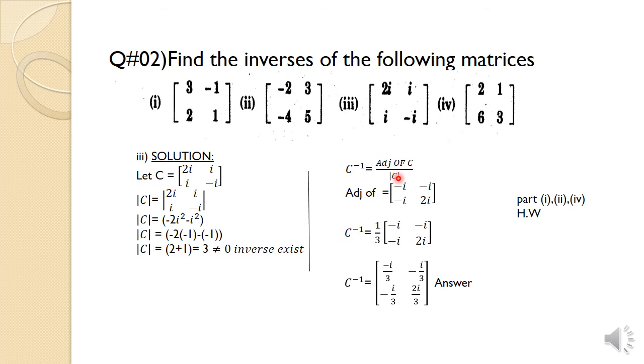And what is the formula of the inverse? Adjoint of C divided by determinant of C. And how to find the adjoint of C? You simply interchange the diagonal entries, and on the other diagonal you change the sign of the entries. Then you simply divide by the determinant, so you will get the answer.